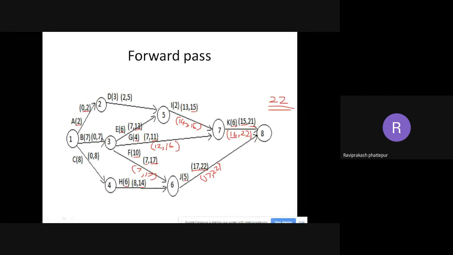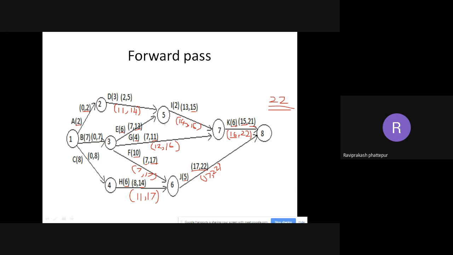Now coming to H. H will end at 17, the start of the next one. So it will end at 17 here, 17 comma, 17 minus 6. 17 minus 6 is 11. So 11 comma 17 is for H. Now coming to D. If you see D, it will end at 14. First we need to write 14, then comma. 14 minus 3 is 11. So 11 comma 14.